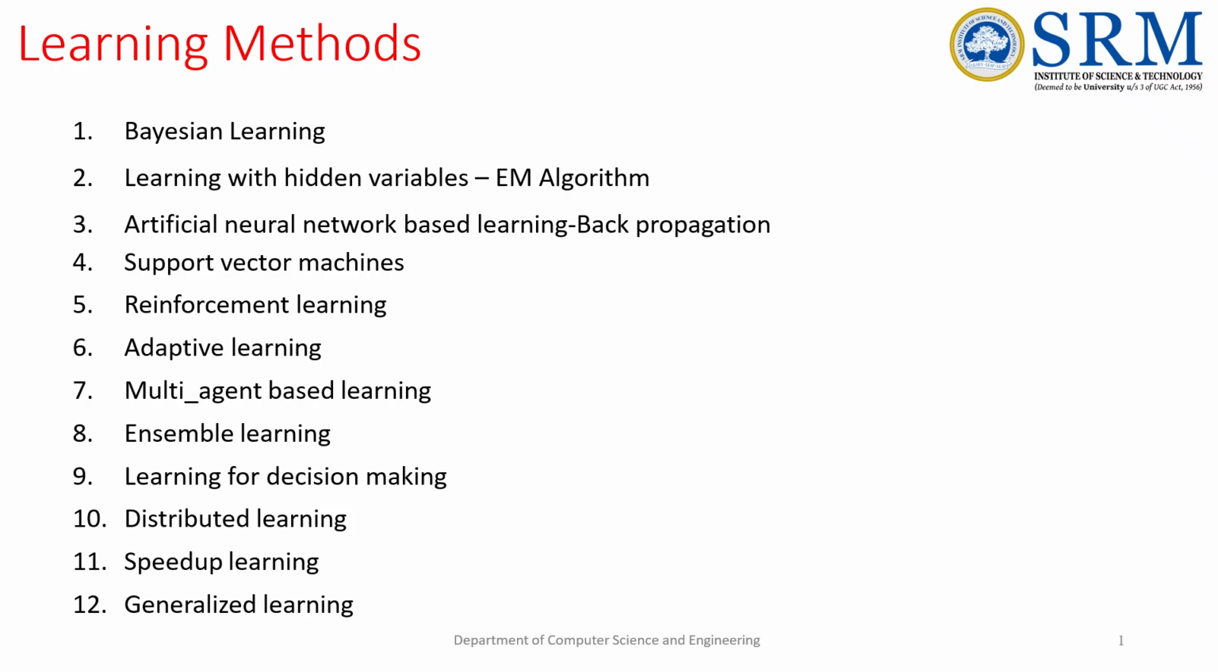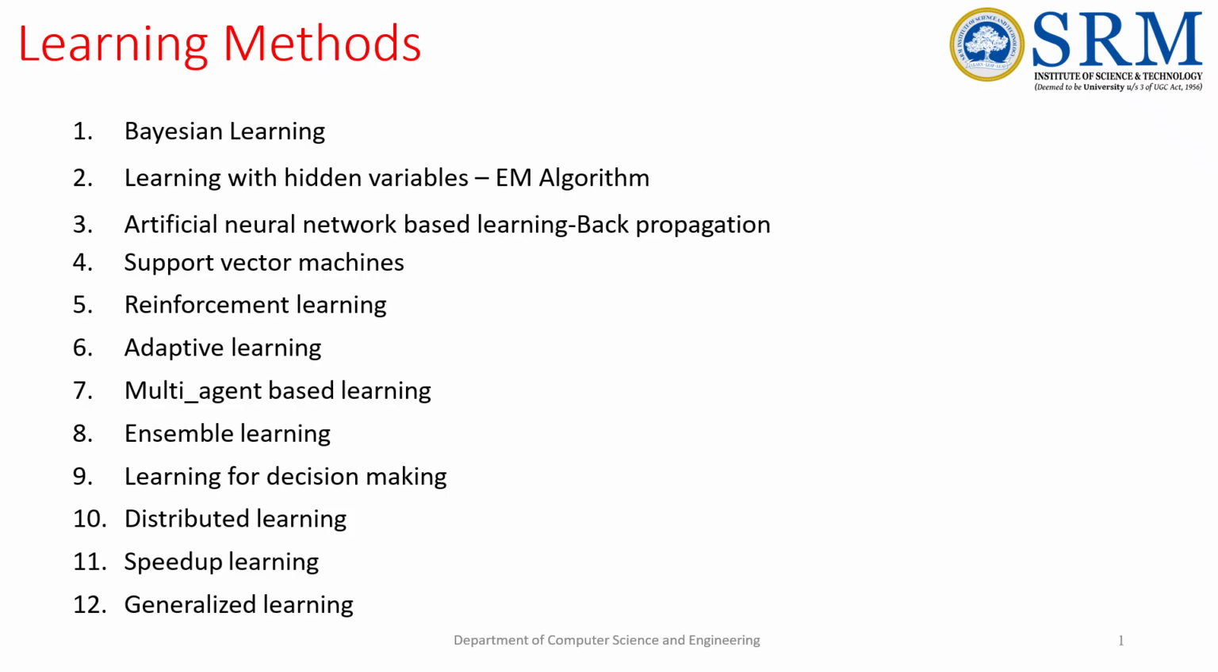So how does a learning method work? Usually it receives the data, analyzes the information, generates the knowledge, makes the decision and improves the performance. So this is about the learning method. Let me see one by one. These are the different types of learning methods that we are just going to see.